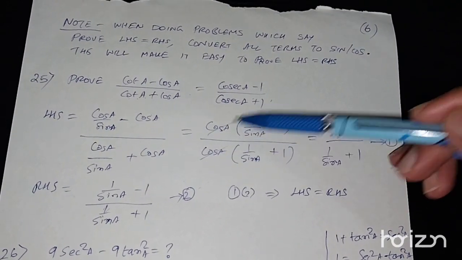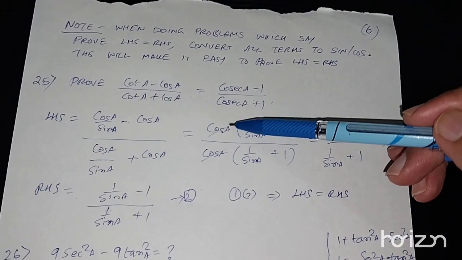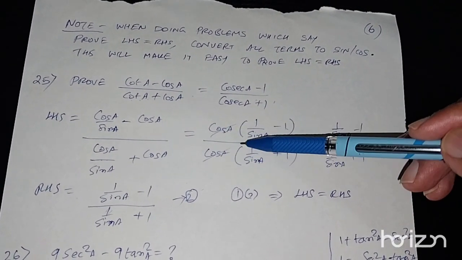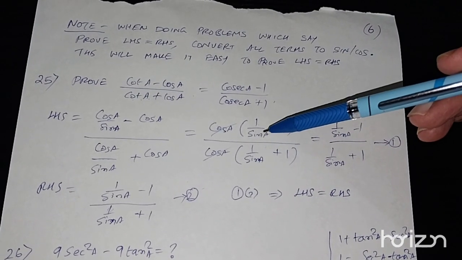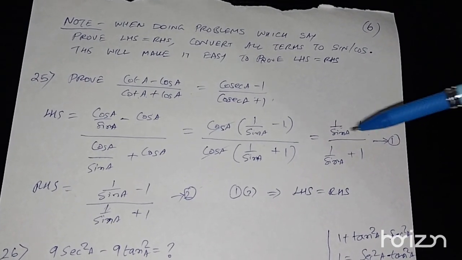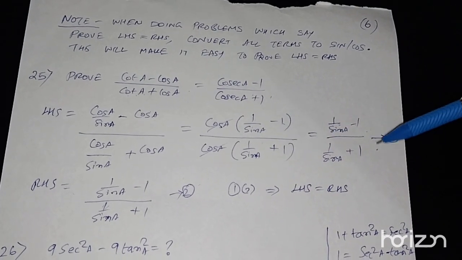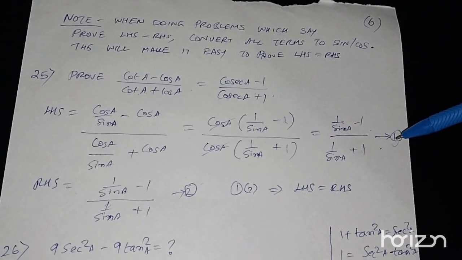So cos A has been taken out common. Since the cos A is in both numerator and denominator, we have cancelled it. And this has become (1 by sin A minus 1) divided by (1 by sin A plus 1). Let us call this equation 1.